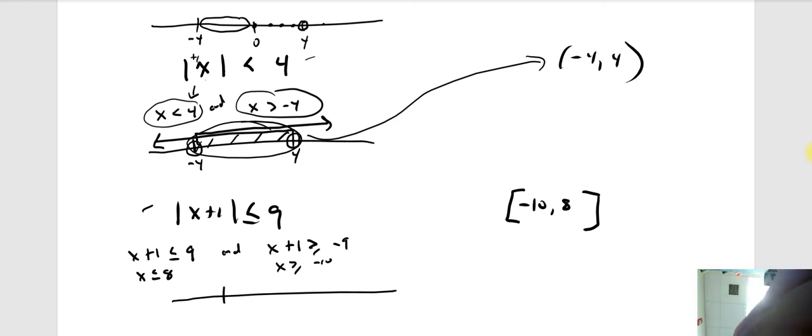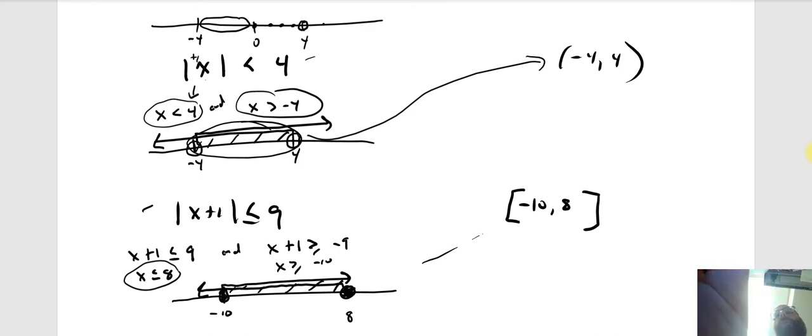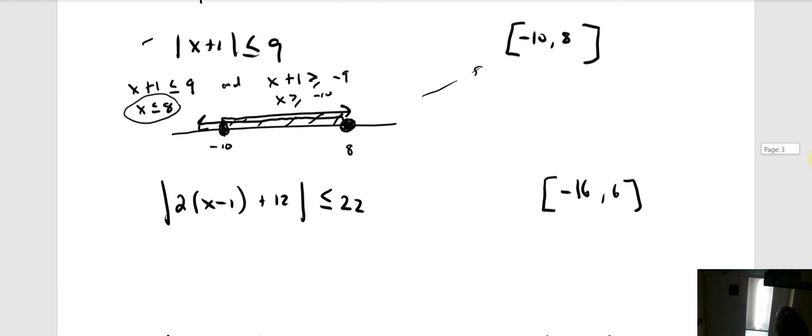x greater than or equal to -10, here's -10. Circle filled in because of the equals, arrow to the right. This one, go over to 8, which is over here somewhere. Circle filled in because of the equality, arrow to the left. And this is the region where both of them are true. So that's the region between -10 and 8, including the endpoints. That's why the hard bracket. I'll let you folks try this one.